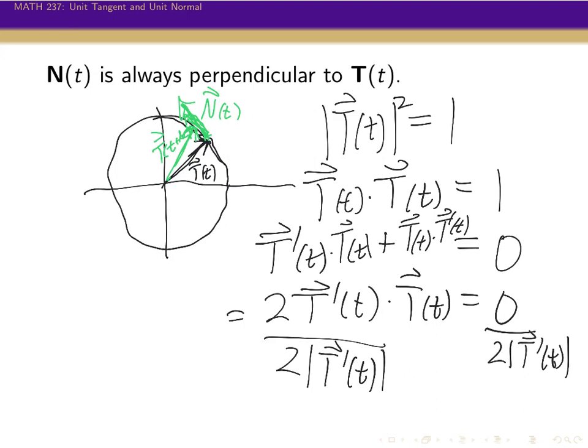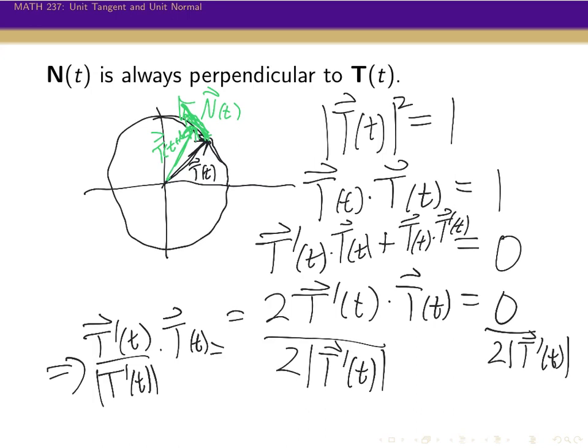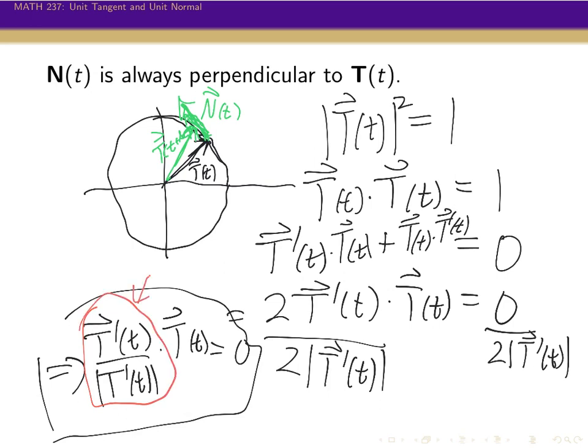But taking 0 and dividing by anything, that's not really going to change anything. And so this has to be T prime of t over its magnitude dotted with T of t has to equal 0. And this guy right here, that is the unit normal vector. Okay, so the unit normal vector is always perpendicular to the unit tangent vector, right?